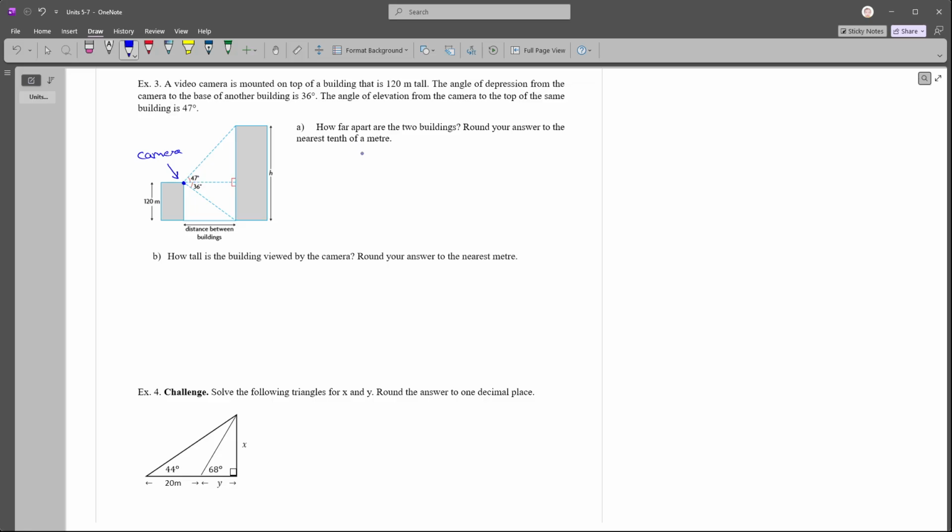Okay, so we got a multi-part question here. First, it's asking us, how far apart are the two buildings? Round your answer to the nearest meter. So we have to figure out what we're actually trying to solve here. We're trying to find the distance between the two buildings. Well, that is this line right here, the one that's going perfectly horizontal across. And we can see that we've created two right angles. So let's call this our x. So let's say let x be the distance between the two buildings.